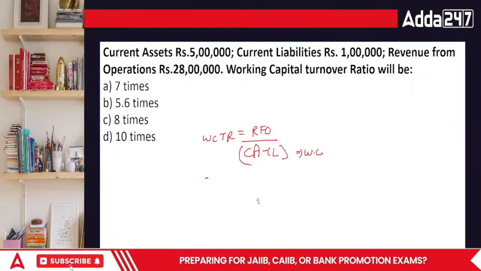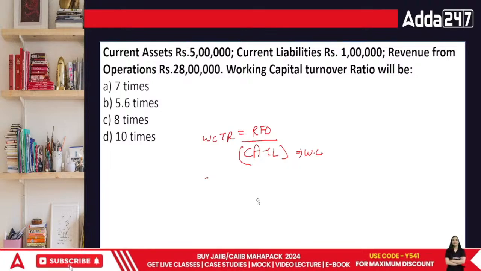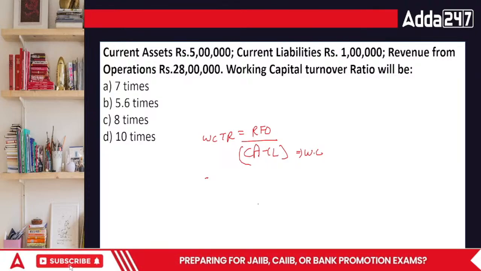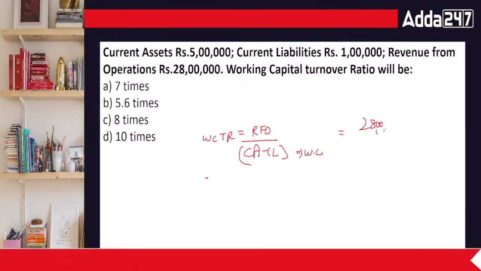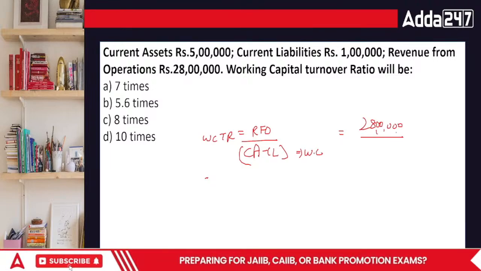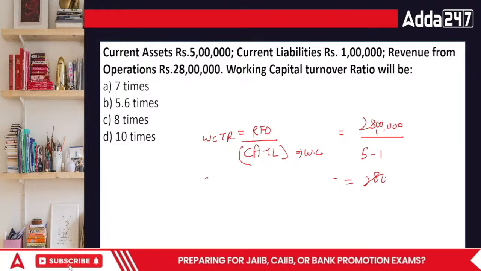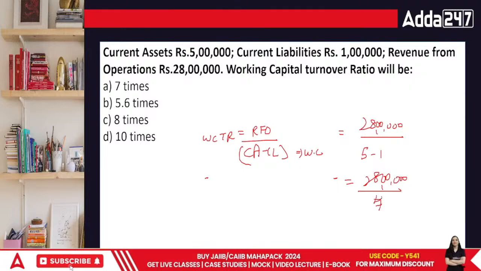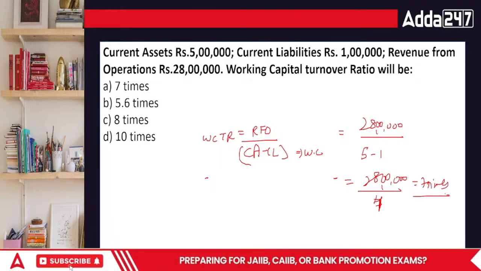Everybody, what's the answer? Now let's find the answer as well. In this case, revenue from operations is given. Revenue from operations is 28 lakhs. Your sales is 28 lakh divided by current assets of 5 lakh minus current liabilities of 1 lakh. So you get 28 lakhs divided by, oh, 5 minus 1 is 4, sorry. And this gives us 7 times. The answer is 7 times.